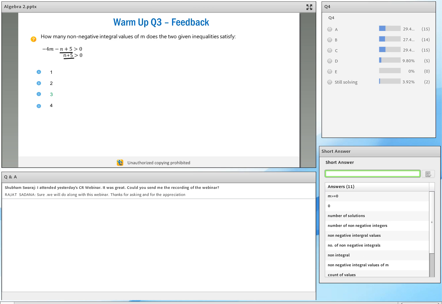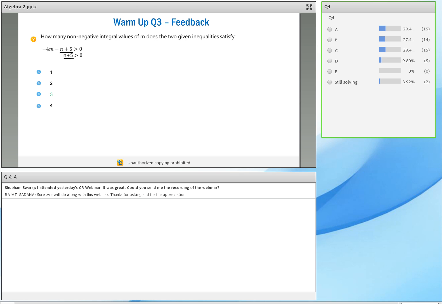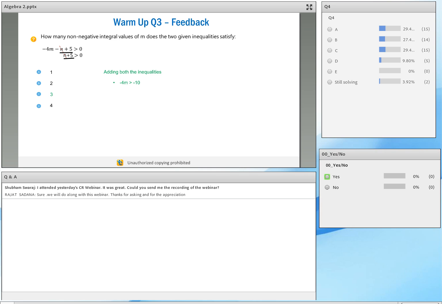And that's really important. Let's really see this, because solving this inequality wasn't as difficult. You simply had to add both inequalities and you would get minus 4m is greater than minus 10. How many of you were able to get to this step? Let me actually put in a yes no poll. How many of you were able to get till this point? All right, how many of you were able to get to minus 4m is greater than minus 10? Half of you, okay.